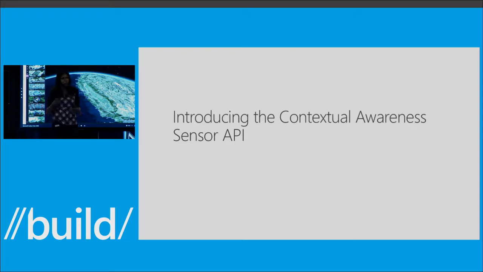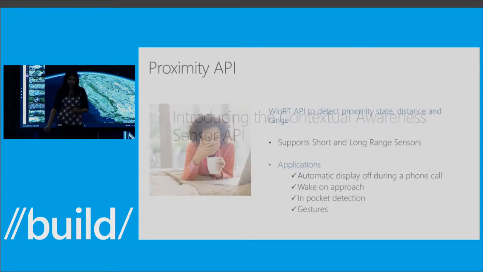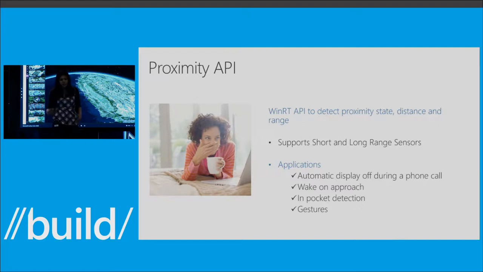So now we are going to go a little bit deeper into the APIs that we are introducing in Windows 10. The first API I'm going to talk about is the proximity API. So I talked about Kristen's presence that was detected. So that's using the proximity API. So the API will return the proximity state, detected versus not detected. It also returns the distance and range. So distance is the distance from the sensor to the object, and the range is how far the sensor can detect the object. So in Windows 10, we support both short range and long range sensors.